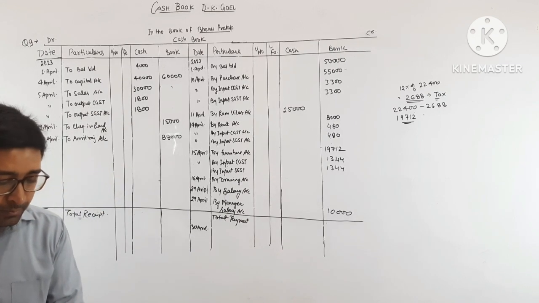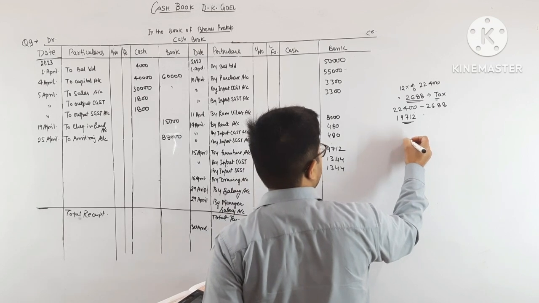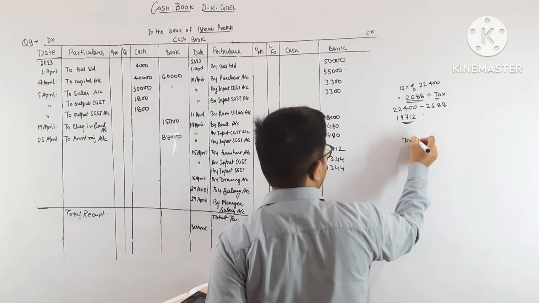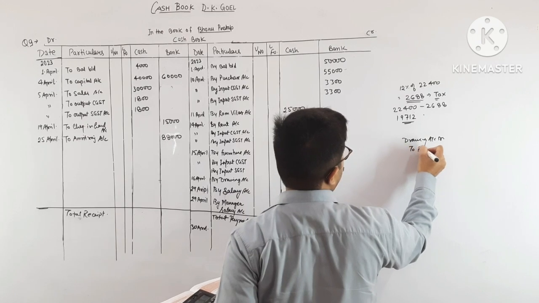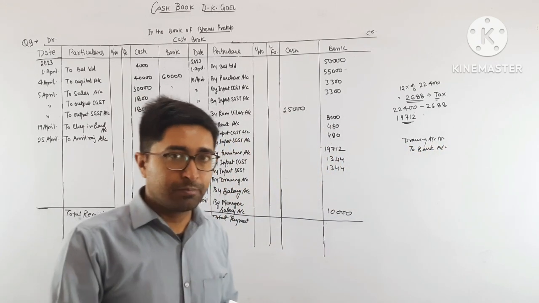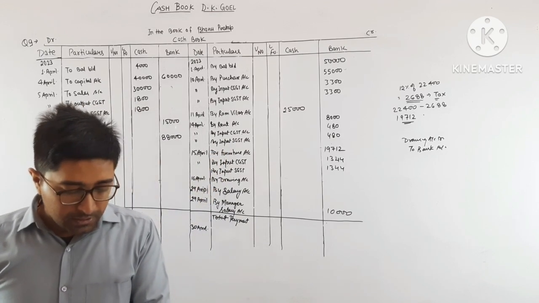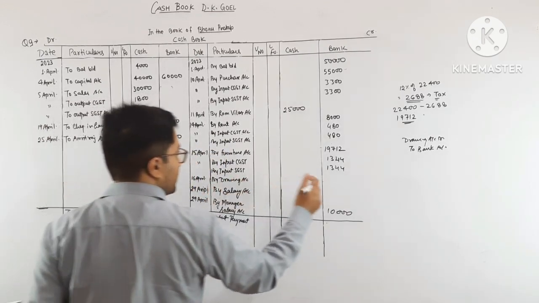Clear? Drew check for the personal use. So the entry will be what? Drawing account debit to bank. हमारा बैंक कम हो गया ना, चेक से पेमेंट, चेक से पर्सनल यूज के लिए निकाल रहा है, ड्राइंग कर रहा है। So in the bank column we write by drawing account 5,000.